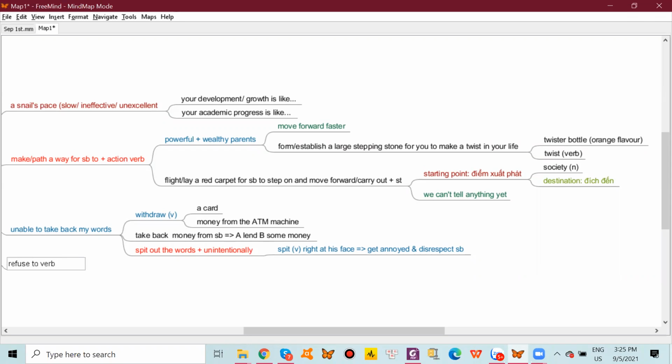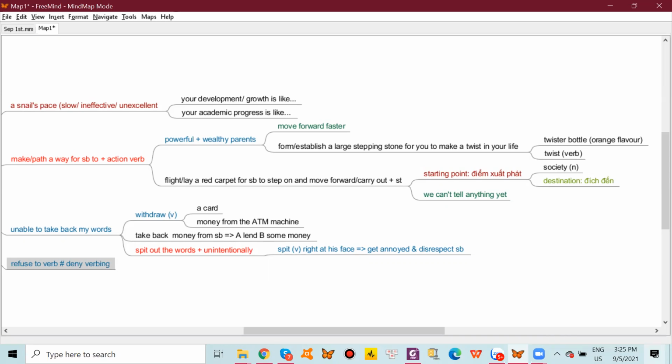I refuse to invite you to my celebration party, for example, or I deny inviting you to my celebration party. If you refuse to do something, it means that you refuse to do the thing that you are going to do later. But if you deny doing something, it means you deny the thing that you have already done before.